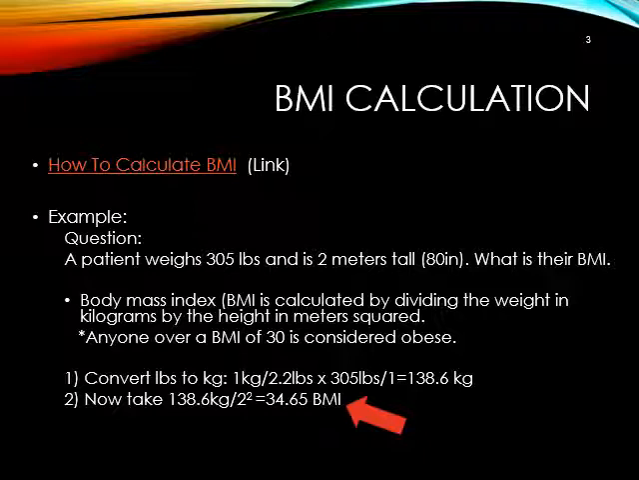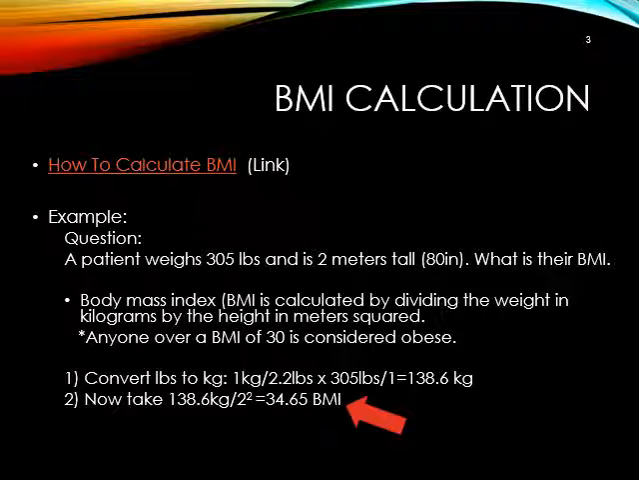So to convert it to meters, it's meters squared, which is 2 with a little 2. If you go down to number 2 on this slide, you'll see how it's taking the meters squared. So 2 meters tall is 2 meters squared. Again, a patient weighs 305 pounds and is 2 meters tall, or 80 inches. They may give it to you in inches, but I doubt it. It's just for you to relatively realize what 2 meters is. So what is their BMI?